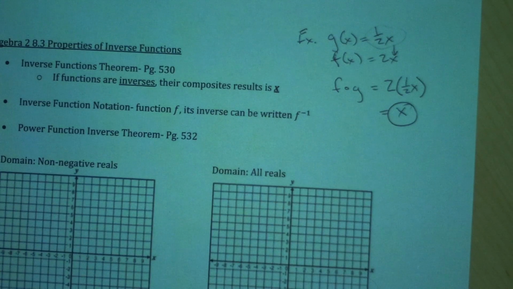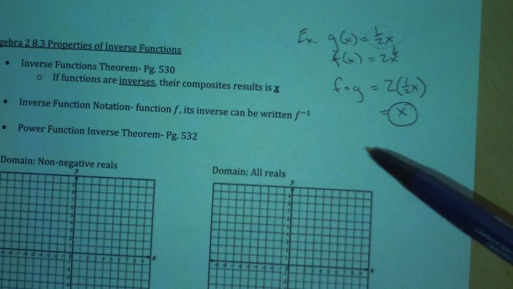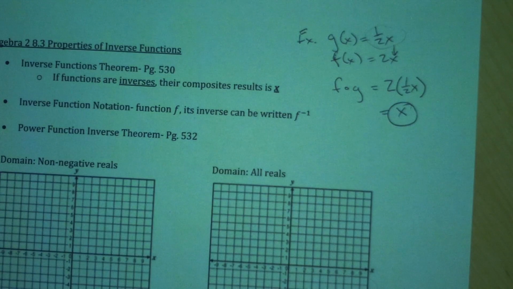And then the power function inverse theorem, this is the one that gets a little bit confusing. It says if f of x is equal to x to the power of n and g of x is equal to x to the power of 1 over n, and the domains of f and g are the set of non-negative real numbers, then f and g are inverse functions. So let's talk through what they mean with the non-negative real numbers.